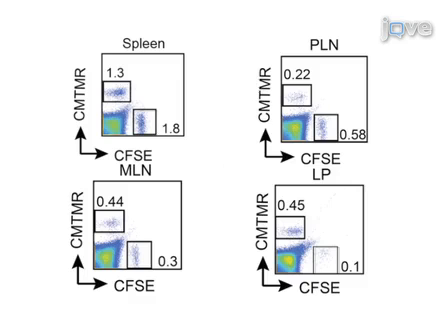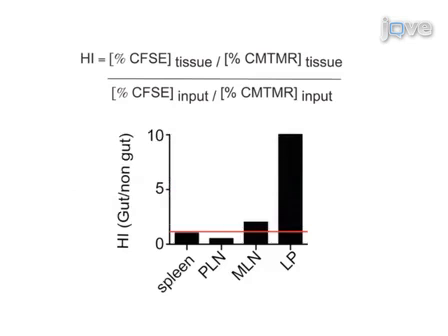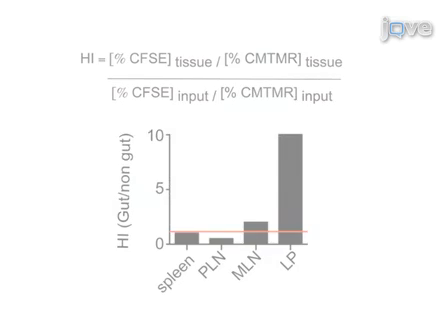Finally, the mouse is sacrificed 18 hours after the adoptive transfer, and the organs of interest are analyzed for the presence of gut-tropic and control T cells by flow cytometry.